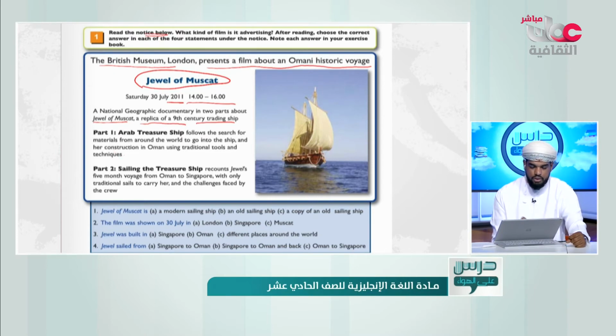Part 2 is about sailing the treasure ship. It recounts Jewel's 5-month voyage from Oman to Singapore with only traditional sails to carry her and the challenges faced by the crew. So we have 4 questions here, and you can answer them easily. Jewel of Muscat is a modern sailing ship, or an old sailing ship, or a copy of an old sailing ship? What do you think? It's a copy, bravo, a copy of an old sailing ship.